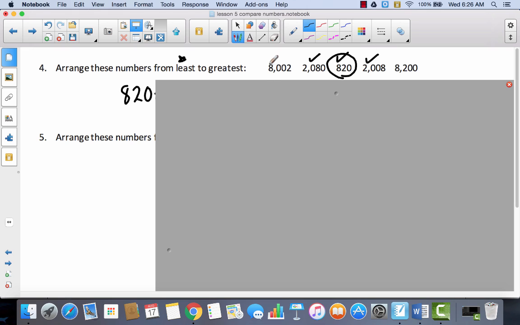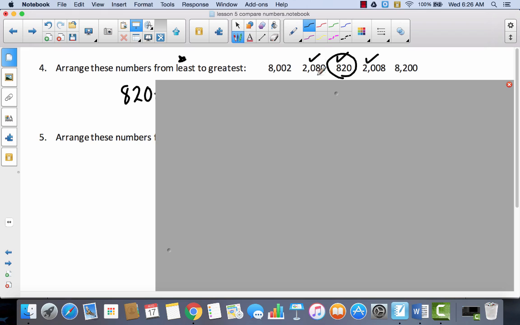And then I went back and looked at the thousands. So I have 8,000s, 2,000s, 2,000s, 8,000s. So because 2,000 is smaller than 8,000, I looked at these two numbers. But because they are the same in the thousands place, I had to look at the hundreds. So this has no hundreds, and 2,008 also has no hundreds.